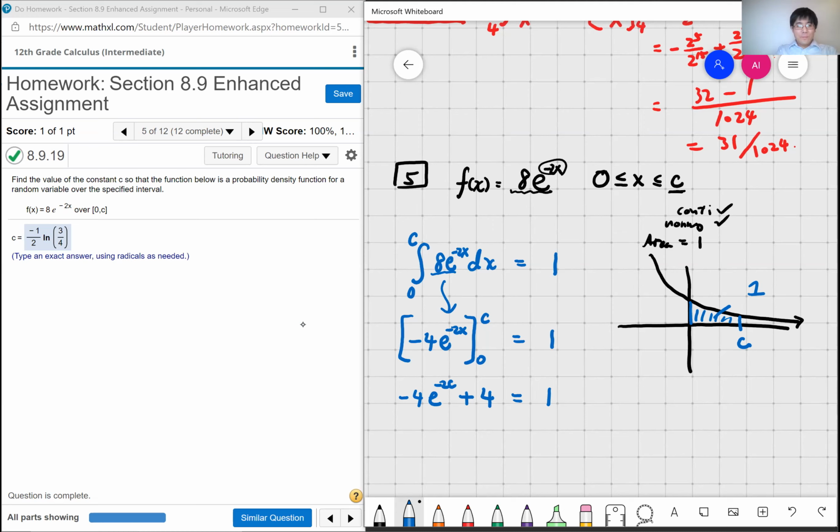Okay. This is an equation in terms of c. We need to solve this one for c. Okay. So to solve for c, first of all, combine like terms. So 3 is equal to 4 times e to the power of negative 2c.